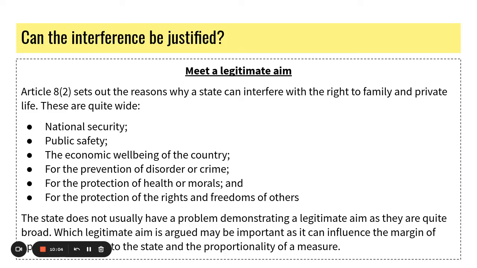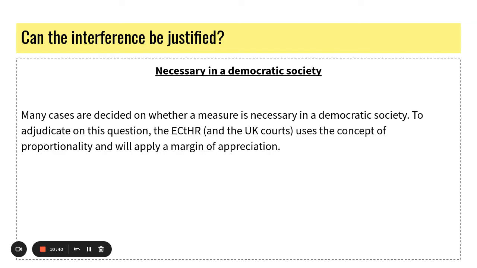It must meet a legitimate aim, and Article 8, subsection 2 sets out these aims. It is normally found that the state does have a legitimate aim because they are quite broad. Things like national security, public safety, the economic well-being of the country, prevention of disorder or crime, protection of health and morals, protection of the rights and freedoms of others. So very, very wide. It does mean, though, that the aim argued may influence the margin of appreciation and then the proportionality of the measure. It must also be necessary in a democratic society. To decide this, the courts use the concept of proportionality and margin of appreciation.